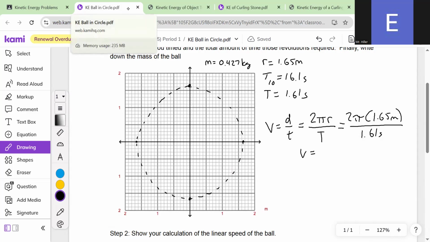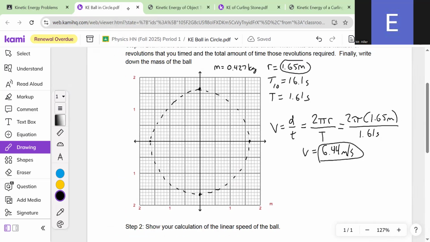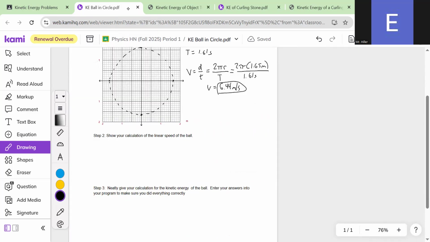And let's get the speed of your ball going in a circle. Okay, I'm getting about 6.44 meters per second as my speed. Okay, so there's my radius, there's my speed. And then lastly, I just need to calculate, and you show your work down here, it's fine.